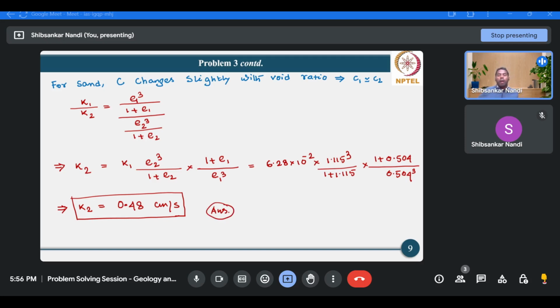In the past two problems, we have seen the application of data obtained by the constant head permeability test and the falling head permeability test respectively. And in this problem, we have seen the application of an empirical relationship given by Taylor to calculate the hydraulic conductivity of a sample, where the hydraulic conductivity of another similar sample was given, but for a different void ratio value. Okay, so is it okay?